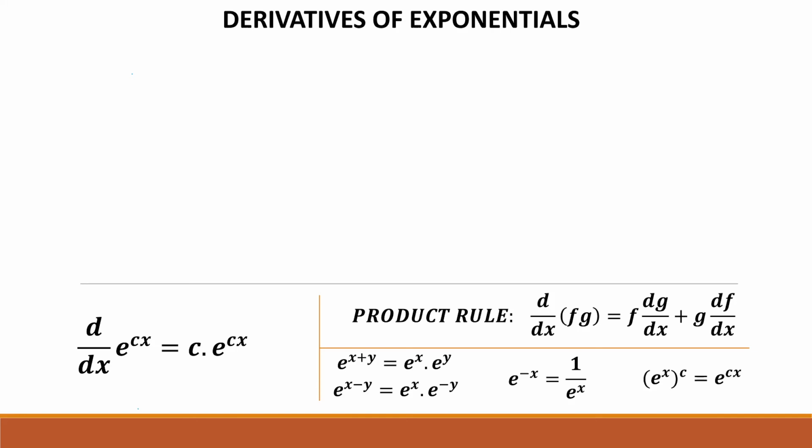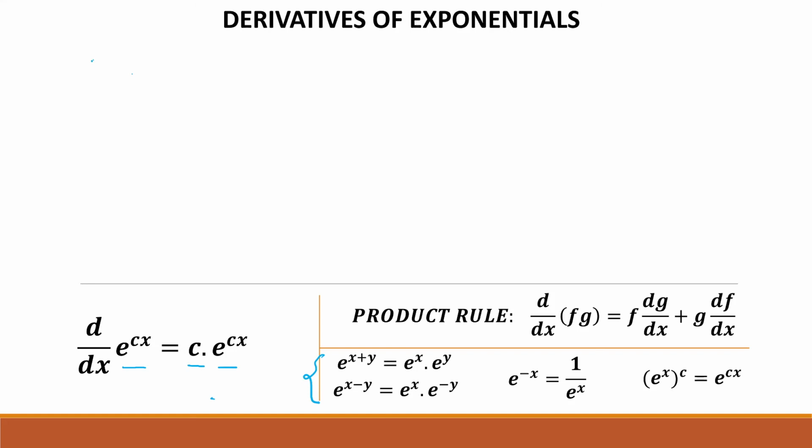In this video, we're going to talk about derivatives of exponentials. If we have a term exponential e to the power cx, where c is a constant number, then the derivative of that term with respect to x is going to be c times e to the power cx. It is also worthwhile remembering some of the basic properties of exponentials so that it will be easier when you perform derivatives.